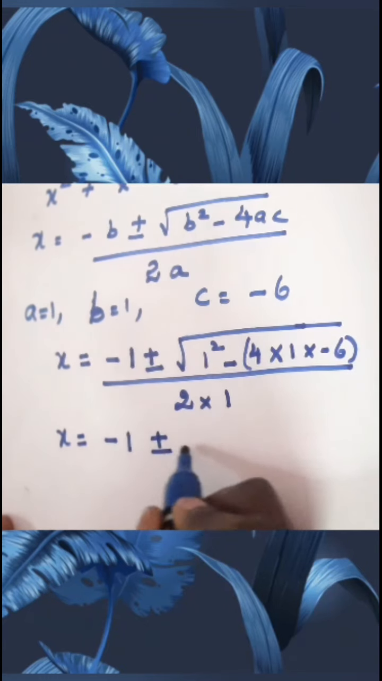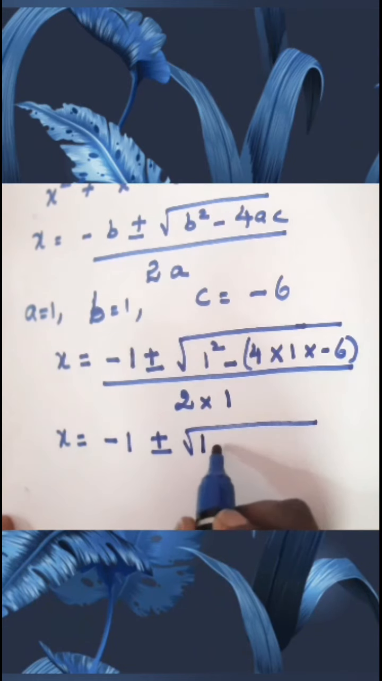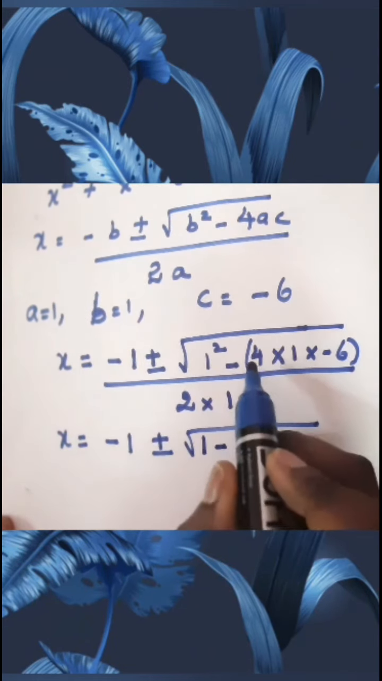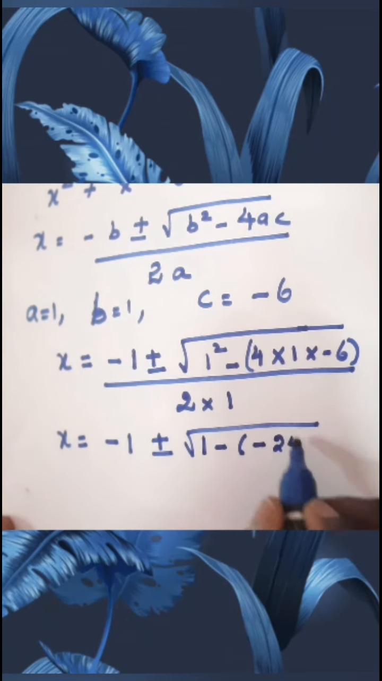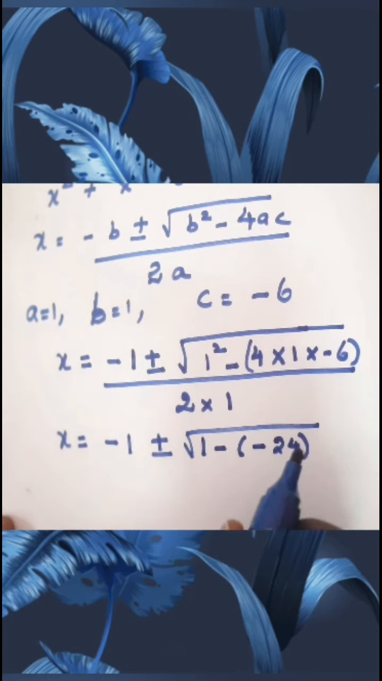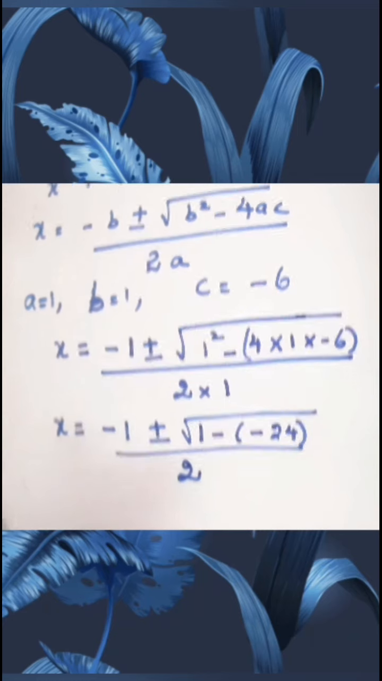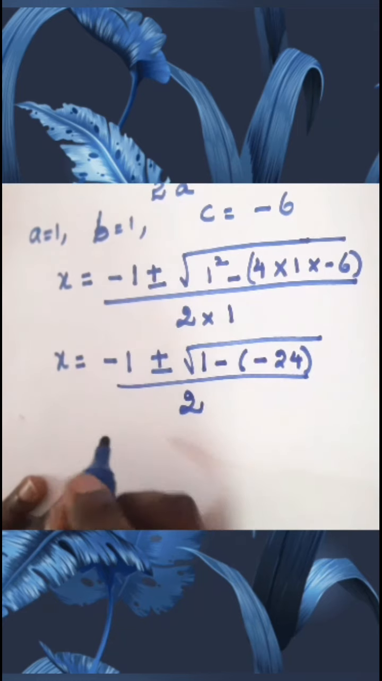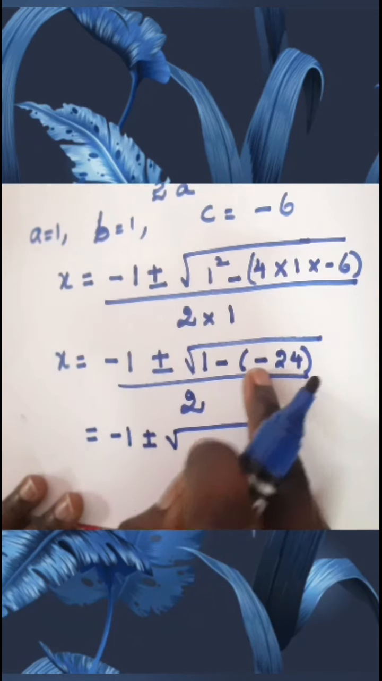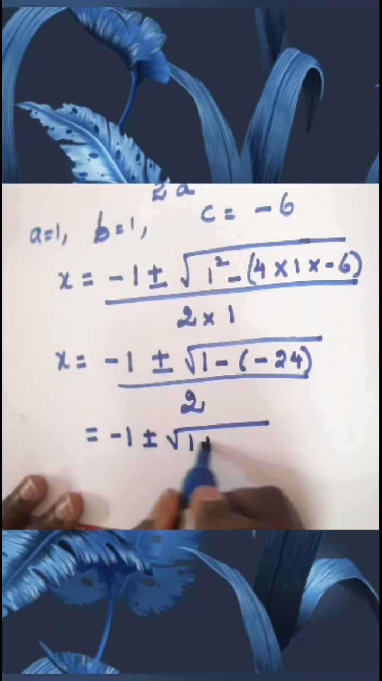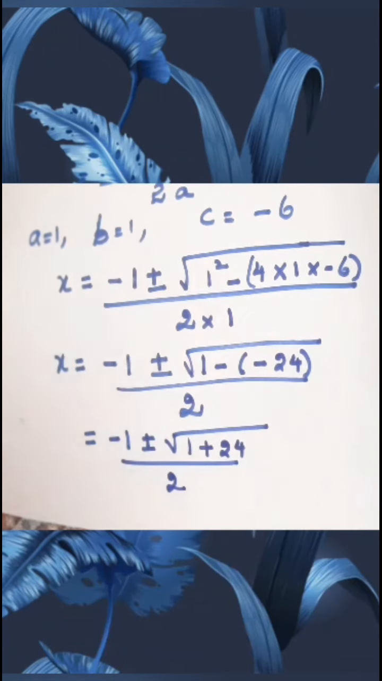Minus 1 plus or minus square root of, I'm just simplifying, what is 1 square? 1. Excellent. Minus, put it in a bracket. 4 ones are 4. 4 into negative 6, negative 24. Don't make any silly mistakes. The whole term divided by 2, which is equal to negative 1 plus or minus square root of, your negative and negative will become positive. So it is 1 plus 24, divided by 2.